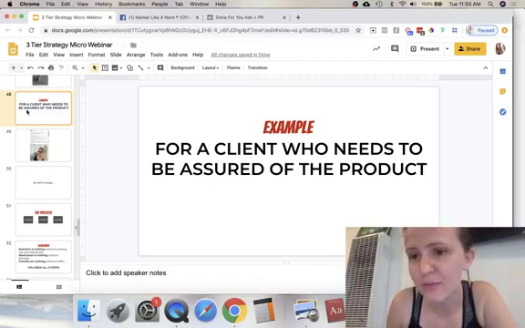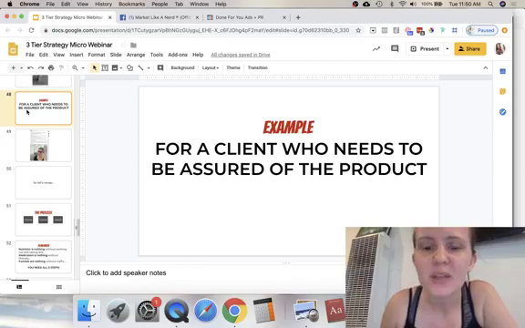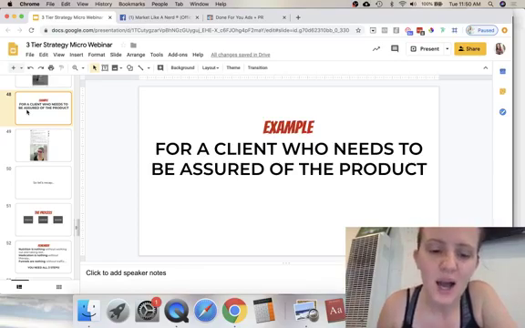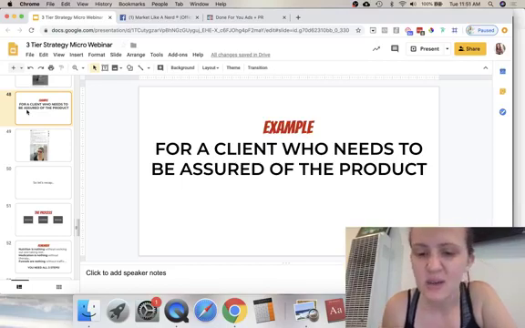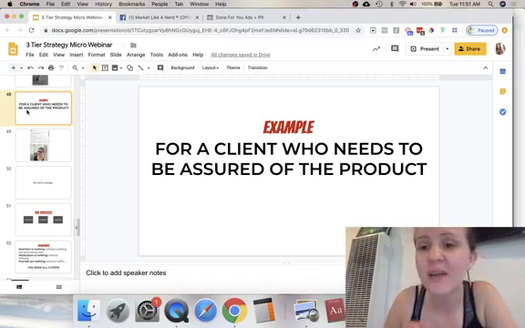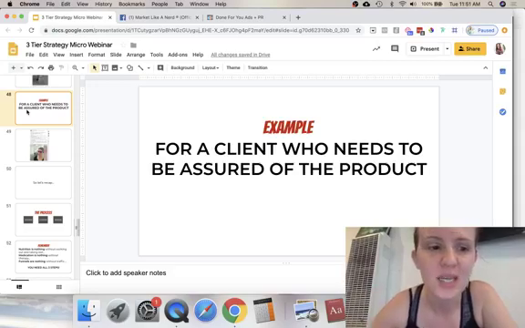Like I said, it could be the format, it could be the location, it could be, is it in person, is it online? It could be a variety of different things that they feel an objection for about that product. So you could have a different ad angle for each of those different objections to the product.